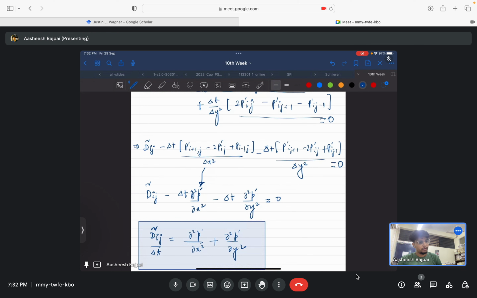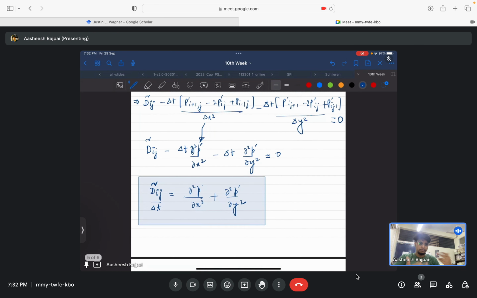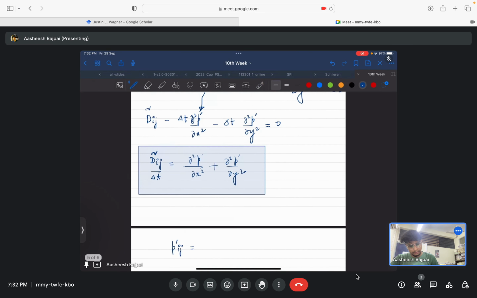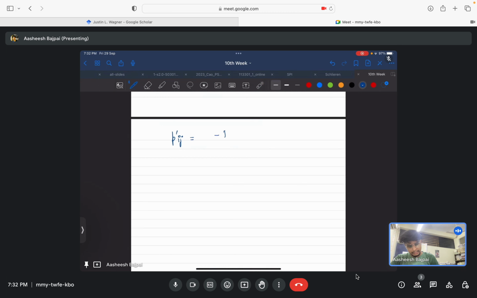So now I'm writing the algorithm. This much you understood. And now if the pressure values for the neighboring points become 0, if they become equal, then we will be left with p dash ij only. So this p dash ij, if we want to calculate from this equation, you will get it later, but I am writing right now. P dash ij will become minus d tilde ij. So this will come in the algorithm.